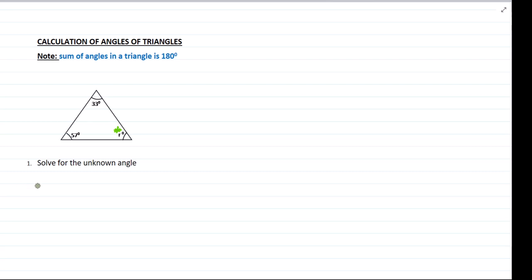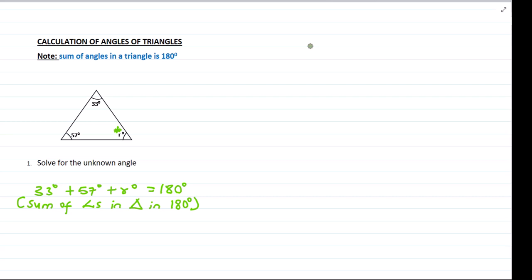So we can simply say that, adding all of them up, we have 33 degrees plus 57 degrees plus r degrees is equal to 180 degrees. And what is the reason for that? Because sum of angles, so this is the symbol for angles, in a triangle is 180 degrees.